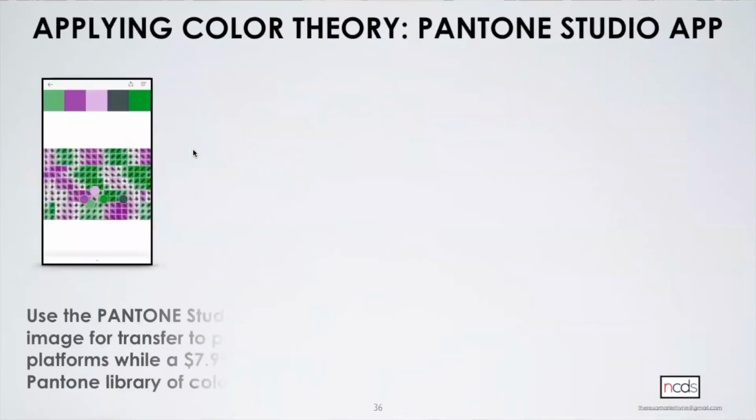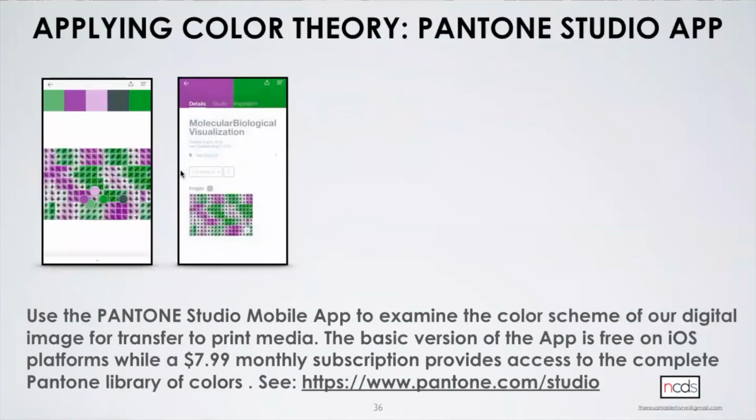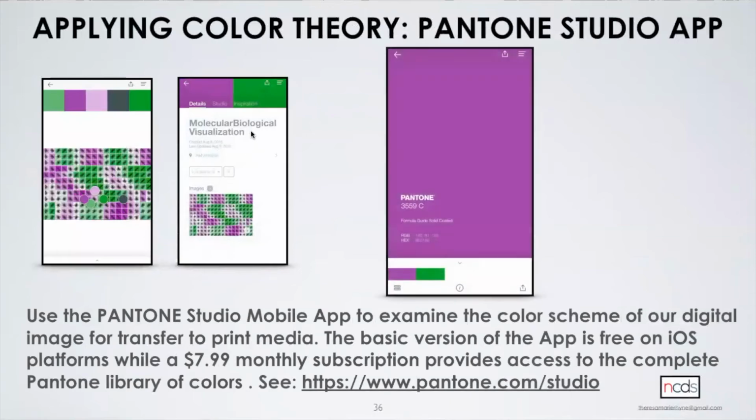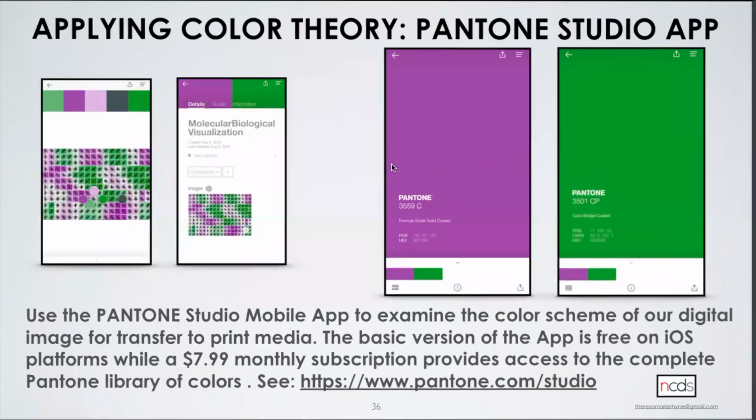Okay, so we're going to use this for visualization. You have on your phone a particular visualization, this particular one, and you want to tell somebody how to print the molecular biological visualization that you have in Pantone colors. So you pull out your Pantone Studio app and you find the purple and you find the green and you specify those particular colors for printing. So there is an app for it.